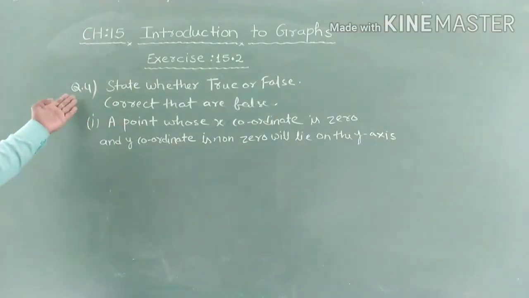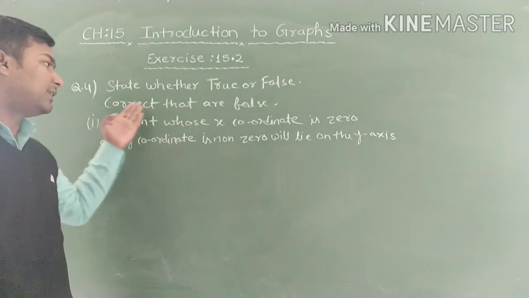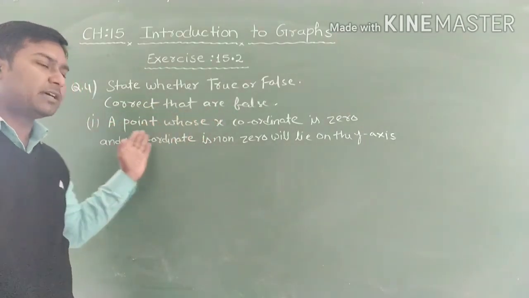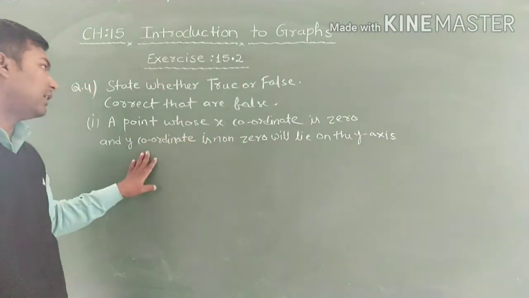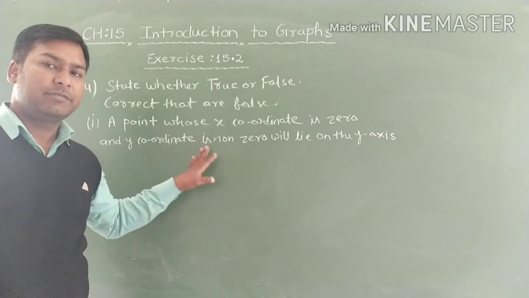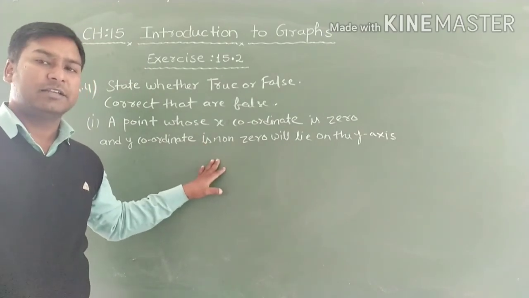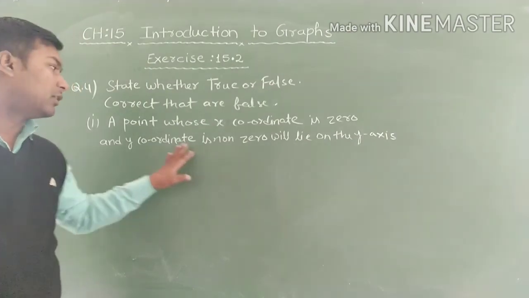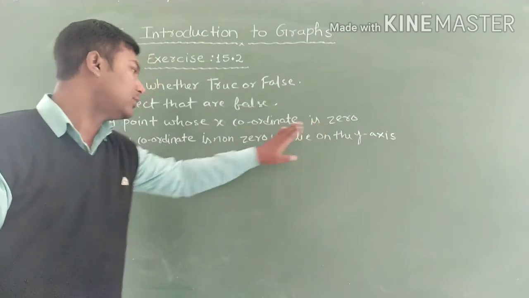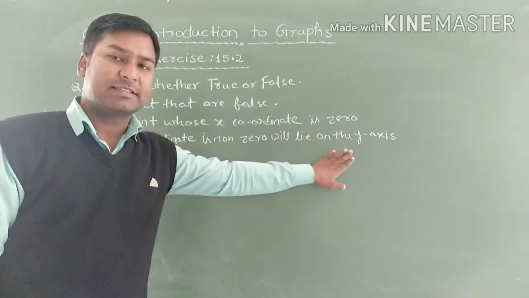Question number 4: state whether true or false, and correct those that are false. We have some statements given. We have to clarify whether each is a correct statement, a true statement, or a false statement. If it is a false statement, then we have to write the correct statement. Now the first part: a point whose x coordinate is 0 and y coordinate is non-zero will lie on the y-axis.